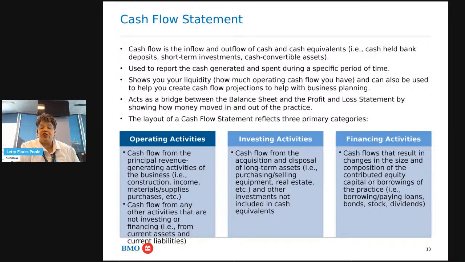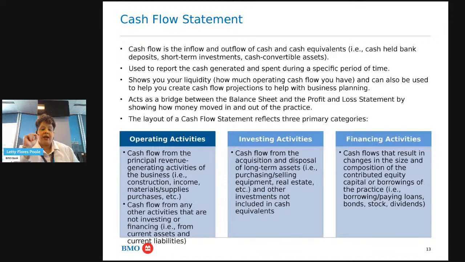So a lot of times you're going to say, okay, this is what I've made so far, and I'm projecting that by the end of the year, I can make X. Well, how do you come up with that projection? Through your cash flow statement. It acts as a bridge between the balance sheet and the profit and loss by showing how money moves in and out of your business. A cash flow statement reflects three primary categories: operating activities, investing activities, and financing activities.